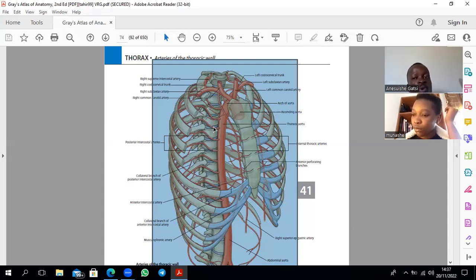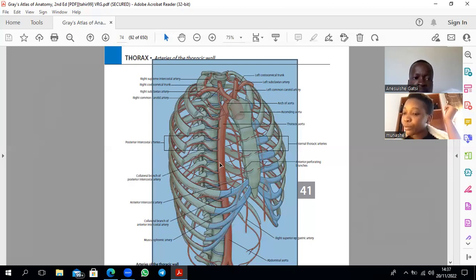For the upper 2, the branch will be from the subclavian again, so we can skip for now. The lower 9 posterior intercostal spaces get their blood from this thoracic aorta, which we are also calling the descending aorta. You can see these branches here. So it's for the lower 9 posterior intercostal spaces.